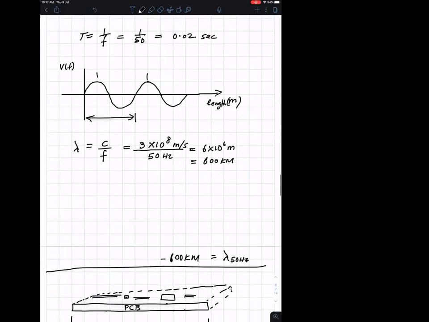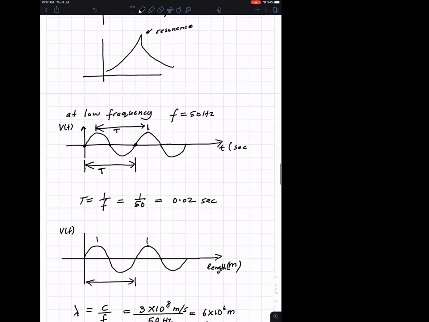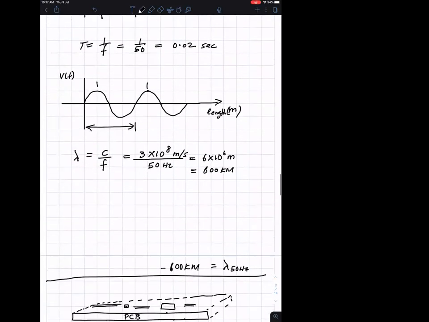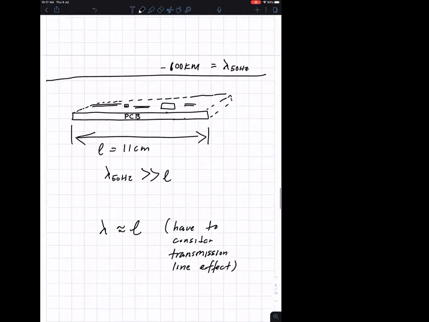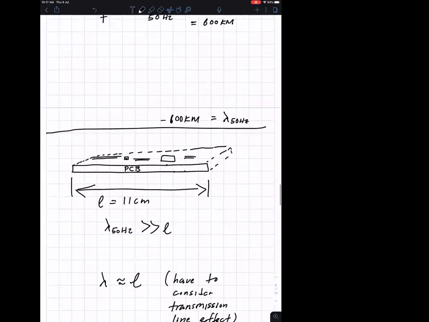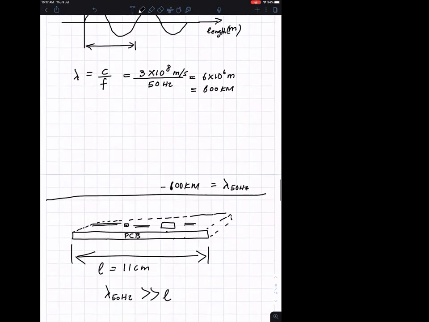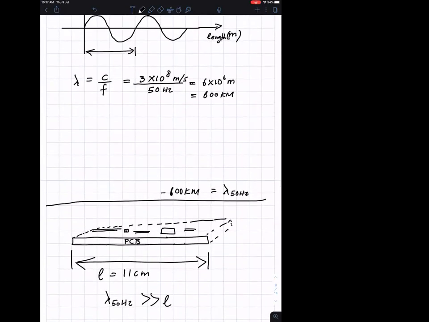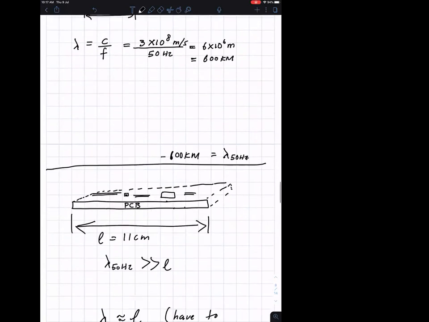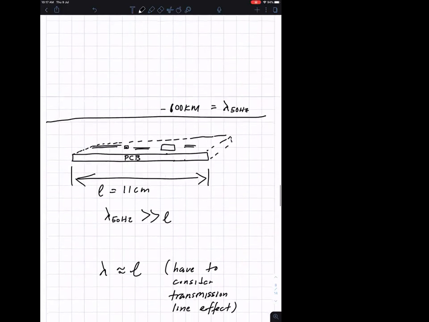Then we showed the difference between period and wavelength. And then we calculated the wavelength at low frequency. A normal human knows the low frequency as 50 hertz, the power line frequency. And at the power line frequency, the wavelength is very long.